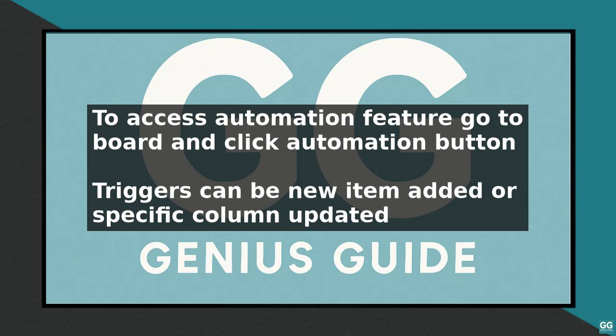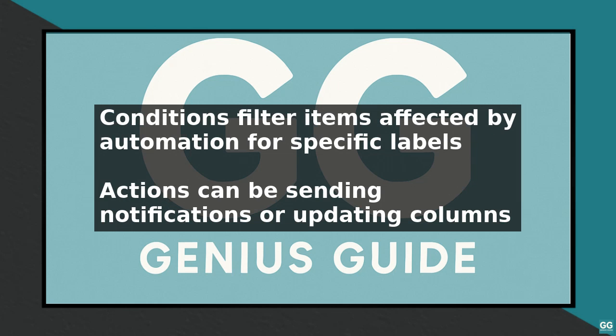Conditions allow you to filter the items that will be affected by the automation. For example, you can set a condition that only items with a specific label will be automated. Step 3 is to choose the action that will be performed when the automation is triggered. Actions can be anything from sending a notification to updating a column.